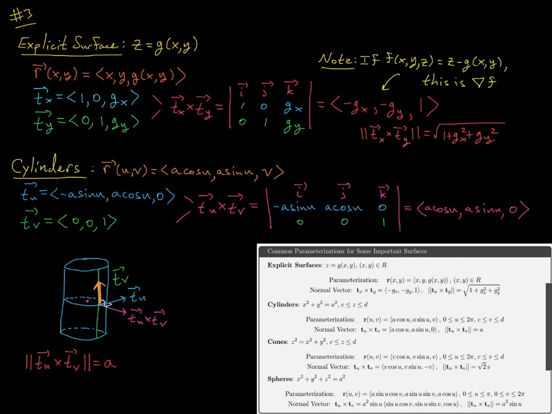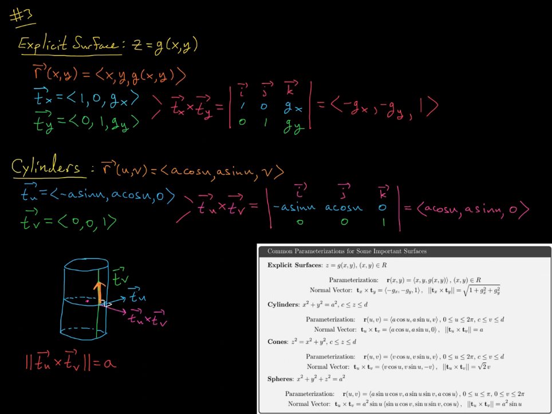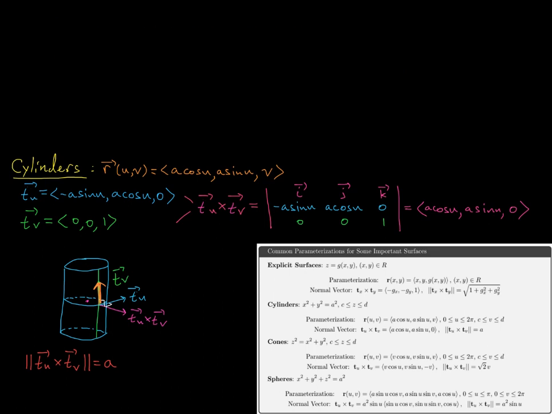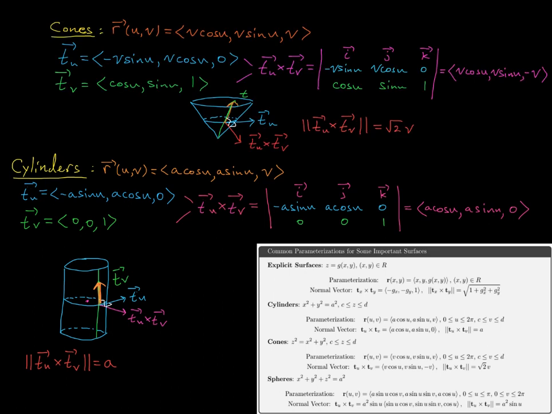And so now let's go ahead and delete that, and look at cones next. So pretty similar here in terms of the calculations. tu is minus v sine u, v cos u, and then 0. tv is cos u, sine u, 1. And if you take the cross product, you wind up getting this vector right here.